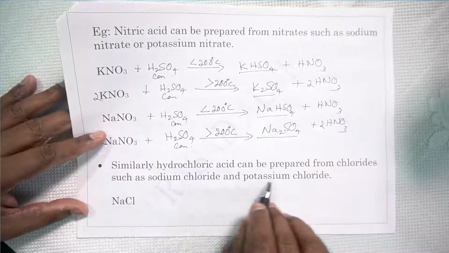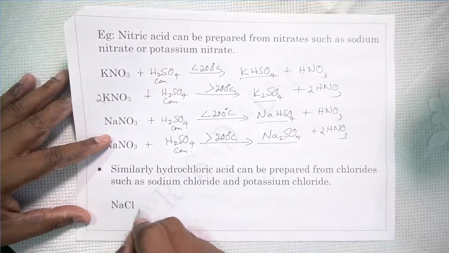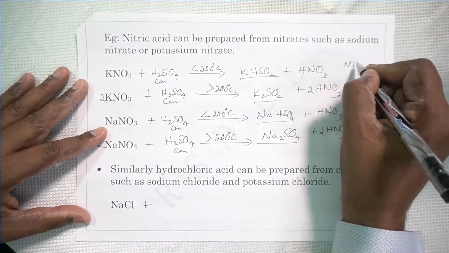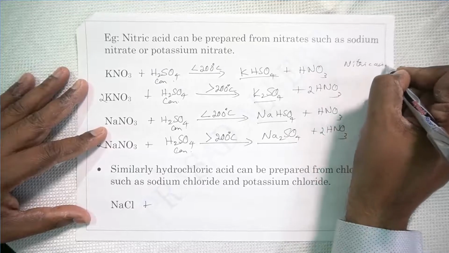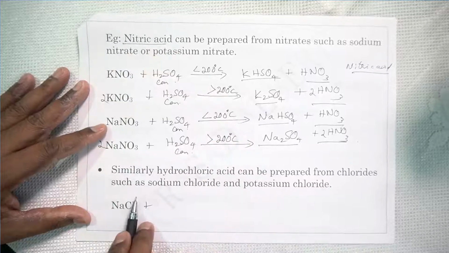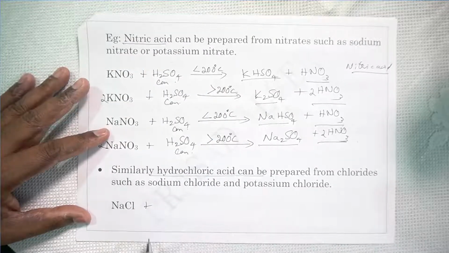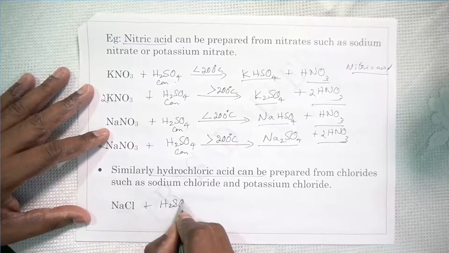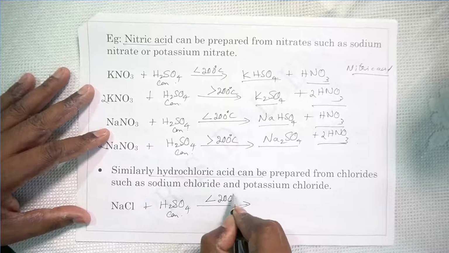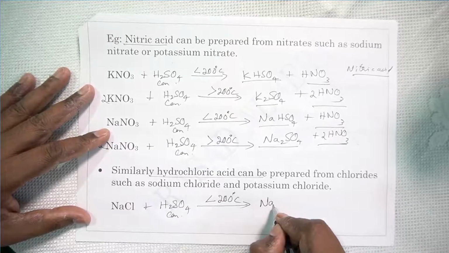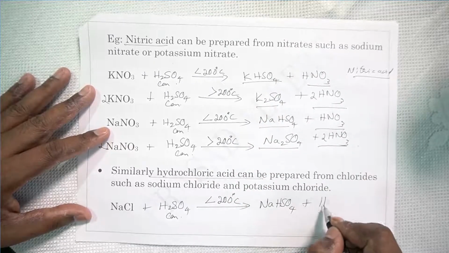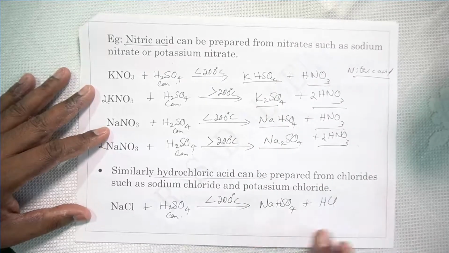Similarly, the non-volatile sulfuric acid can be applied on sodium chloride. Here we get hydrochloric acid. In the previous reaction what you got was nitric acid. Now we can prepare hydrochloric acid. Similarly, NaCl plus H2SO4, it has to be concentrated. At a temperature below 200 degrees Celsius, you get NaHSO4, a similar product to what we have here, plus HCl, hydrochloric acid, in this reaction.